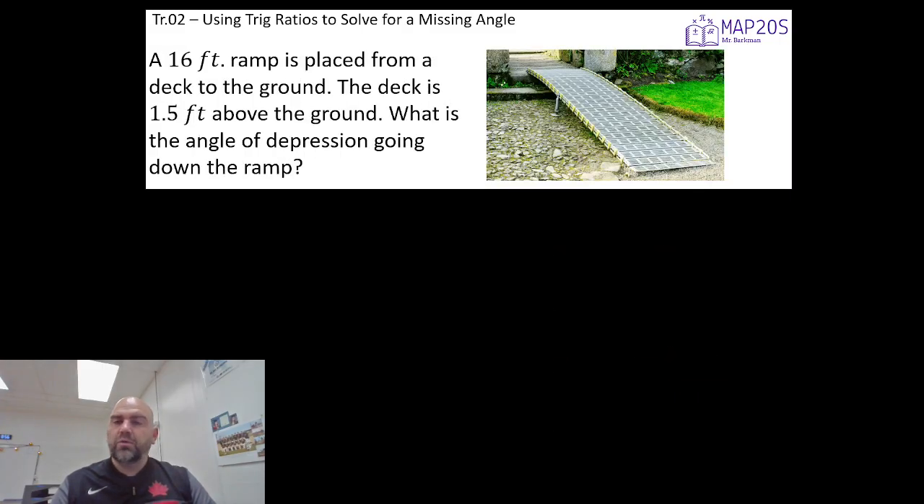All right, let's do another word problem here. So we have a 16-foot long ramp. Okay, the ramp is 16 feet. It's placed from a deck to the ground. The deck is 1.5 feet above the ground. What is the angle of depression going down the ramp? Draw a diagram. Determine what the angle of depression is of this ramp.